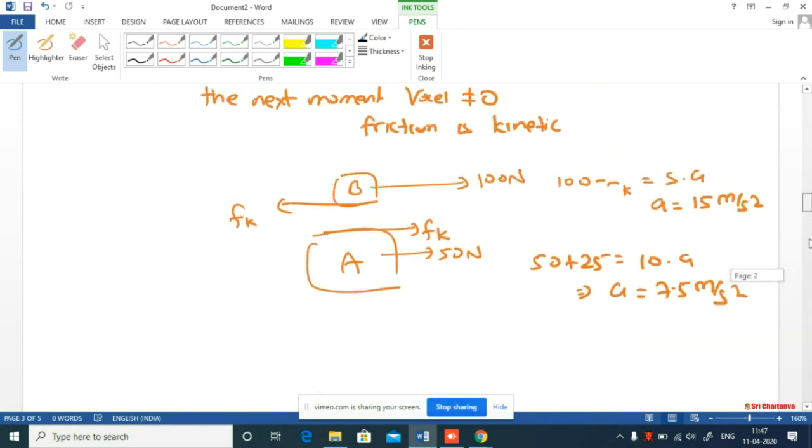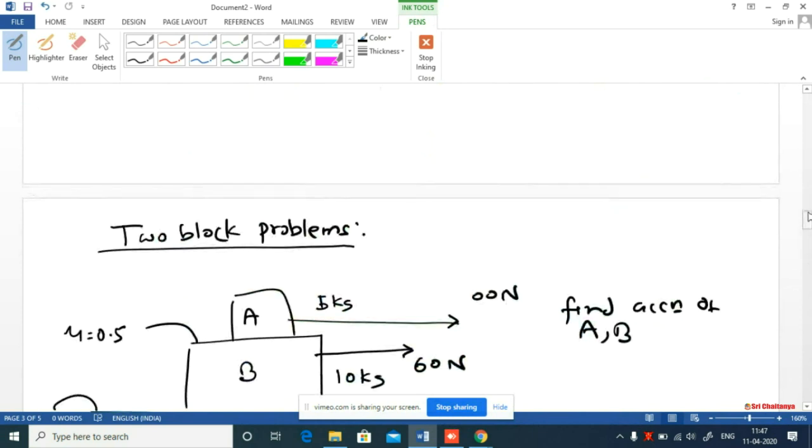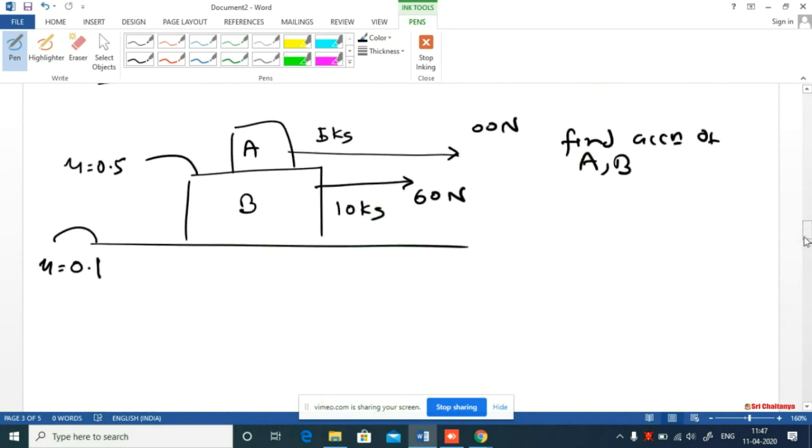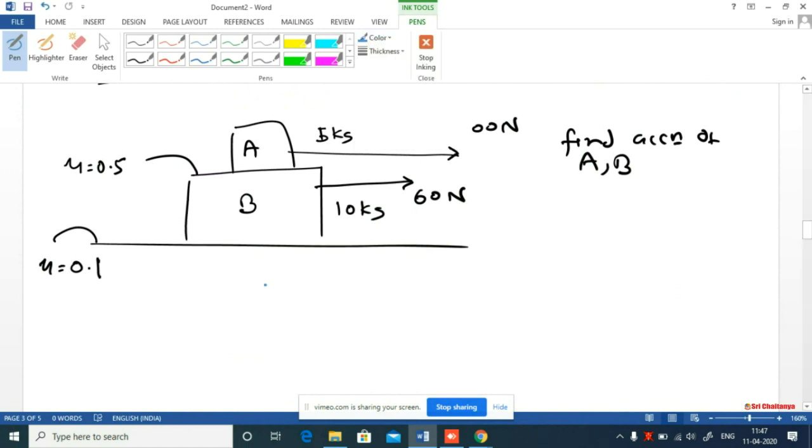So we'll do multi-block problems, 1 2 block, and maybe even 1 3 block problems, right? So now here, first step, we'll draw the FBDs of A and B, right? No velocities are shown here, so obviously we are assuming both A and B are initially at rest, so V relative is equal to 0, right? So is V relative equal to 0? What's the answer for this question?